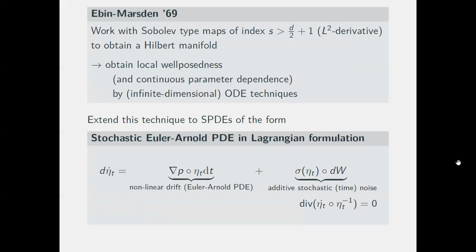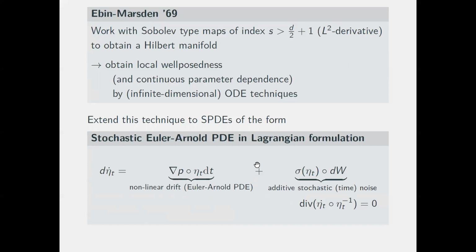And we want to extend these techniques to SPDEs of the following form. So I'm writing the equation here as an integral equation. So you have d eta dot equals a drift term, which is determined by the Euler-Arnold PDE. So here we have the drift term associated to the Euler equation of an inviscid fluid. But as I said, there's a whole class of Euler-Arnold PDE, so we can always take another drift term coming from another Euler-Arnold PDE.